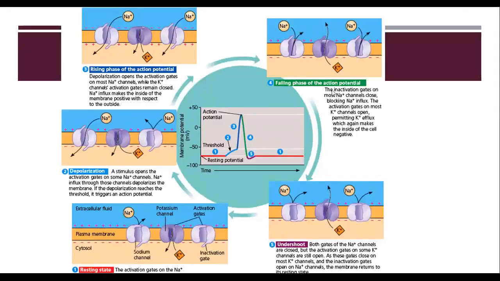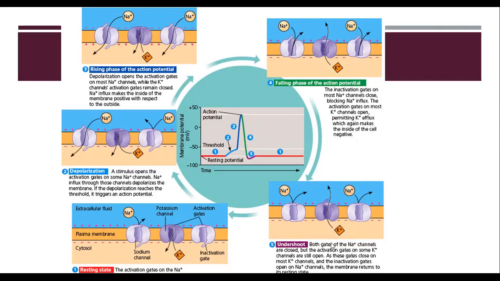Next is the falling phase of the action potential. The inactivation gates on most of the sodium channels close, blocking the sodium influx. The activation gates on most of the potassium channels open, permitting potassium efflux, which again makes the inside of the cell negative. As you can see here, the inactivation gates close and the potassium channel opens. So this will permit the potassium efflux.